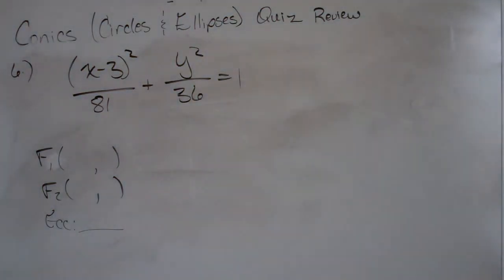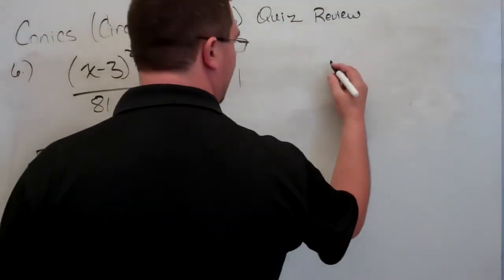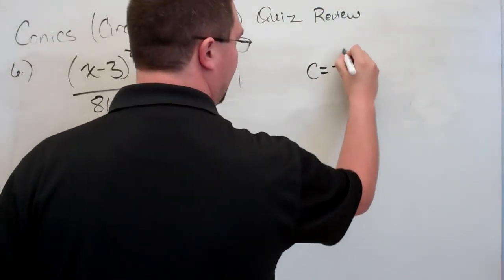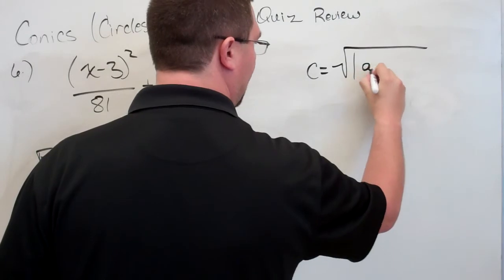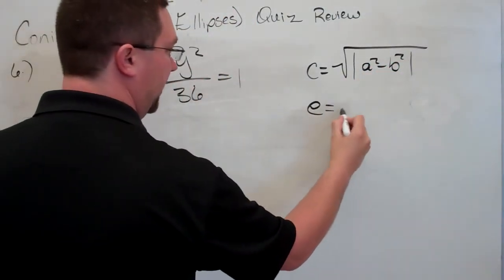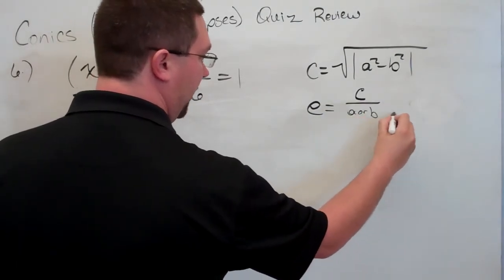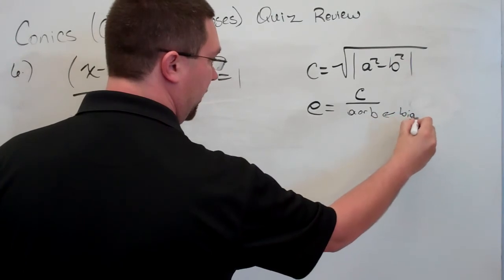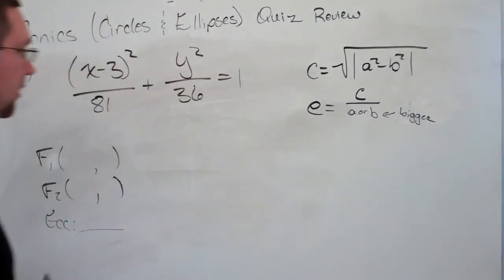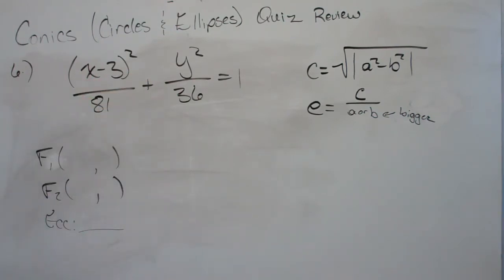Alright. So remember, your equation for eccentricity, not eccentricity, I'm sorry, C, because we need to find C, is the square root of the absolute value of a squared minus b squared. And your formula for eccentricity is C over A or B, whichever one is bigger. Alright, so in this case our A is bigger, so it's going to be C over A.